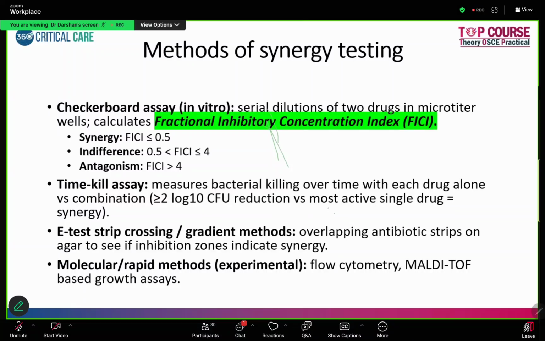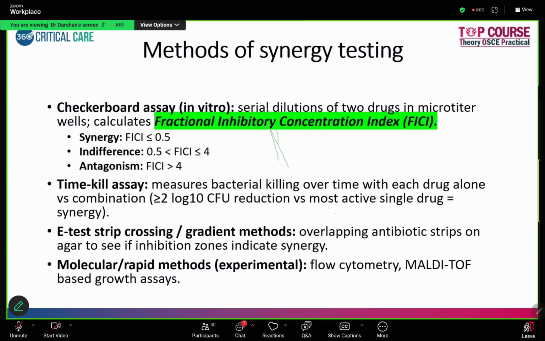And how do they do that? There are multiple ways to do a synergy test. The most common one is the checkerboard assay. In a checkerboard assay they calculate something called the fractional inhibitory concentration index, or FICI. If there is synergy, the FICI value should be low, meaning the clearance is better. Less than or equal to 0.5 indicates synergy. Between 0.5 and 4 is indifference. More than 4 is antagonism.